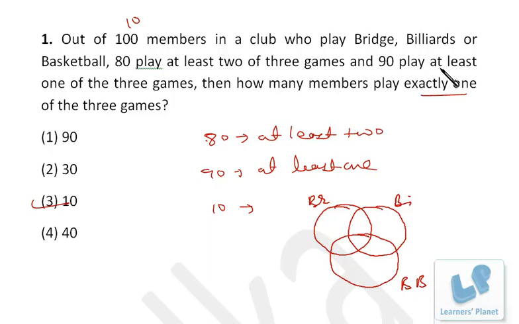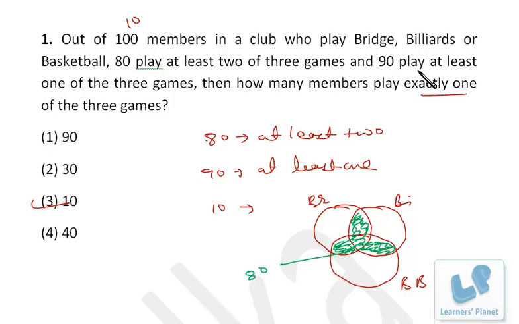Now 80 play at least 2 of the 3 games. Now in at least 2, 3 is also included. That means the persons who are playing 2 games as well as 3 games. So that is this area. Okay, this region. So this total is actually 80, right?